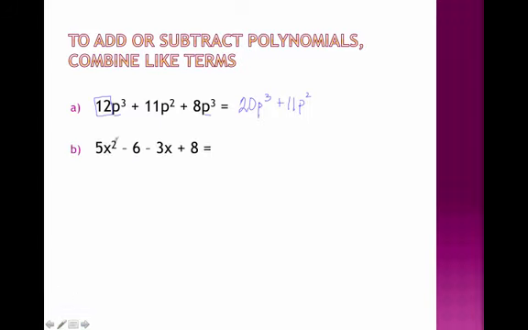So now I've got an x squared term, an x term, and then two constants. Of those, the only things that I can combine are the ones that are the same, which would be my two constants. So I still have my 5x squared, I still have my negative 3x, but I've got a negative 6 and a positive 8 that I'll combine for a positive 2.